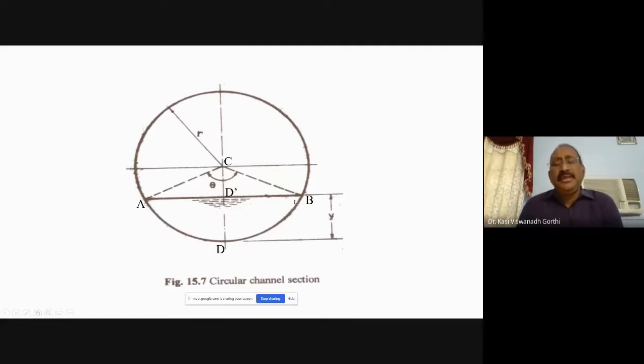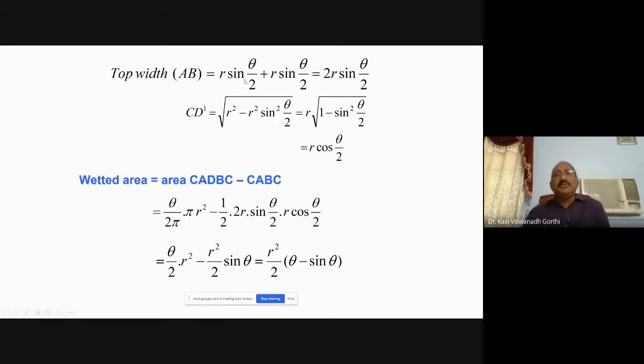CA or CB would be equal to R. So sin theta by 2 would be equal to D dash B divided by CB, and CB is R. So R sin theta by 2 is the half of the top width. Similarly, this side also R sin theta by 2 is the half of the top width. So the top width AB would be equal to R sin theta by 2 on the left hand side plus R sin theta by 2 on the right hand side. 2R sin theta by 2 would be the top width.